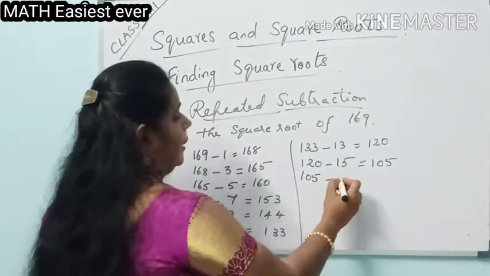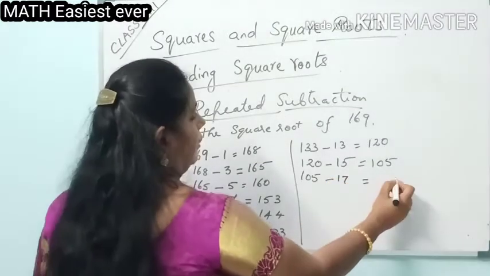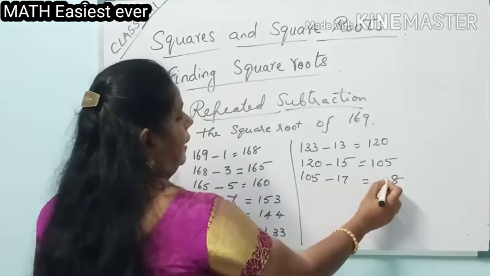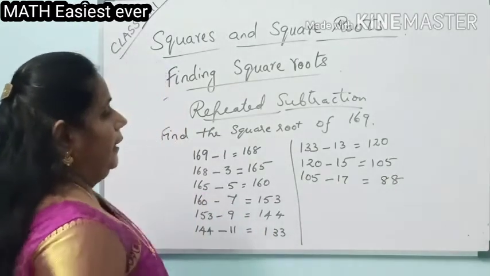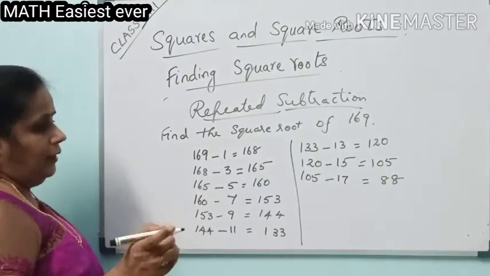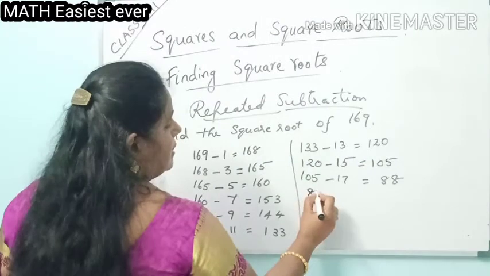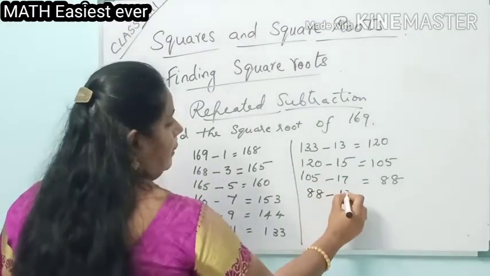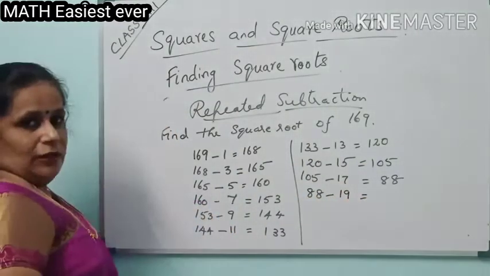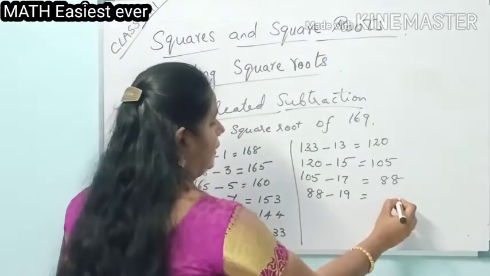Next, I'll take 105 and subtract with the next odd number. Which is the next odd number? It is 17. So what will I get here? 88. Isn't it? 88 plus 17 will give me 105. So what is next? 88 minus the next odd number, 19. Right? So 19, if I subtract, I get 69.